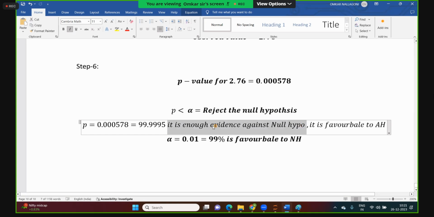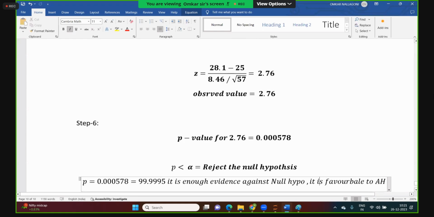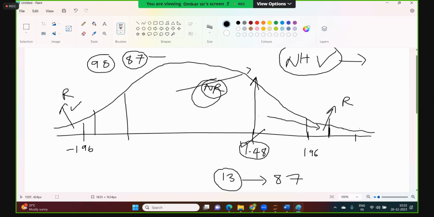So the p-value is nothing but that. Easy. And the critical value step is very, very simple. You can easily compare the observed value and the critical value. Observed value is going to which area? The rejection area. So 2.76 is after 2.58. 2.58 is your cutoff, 2.76 is beyond the cutoff, and that is nothing but the rejection area. It is easy to conclude.